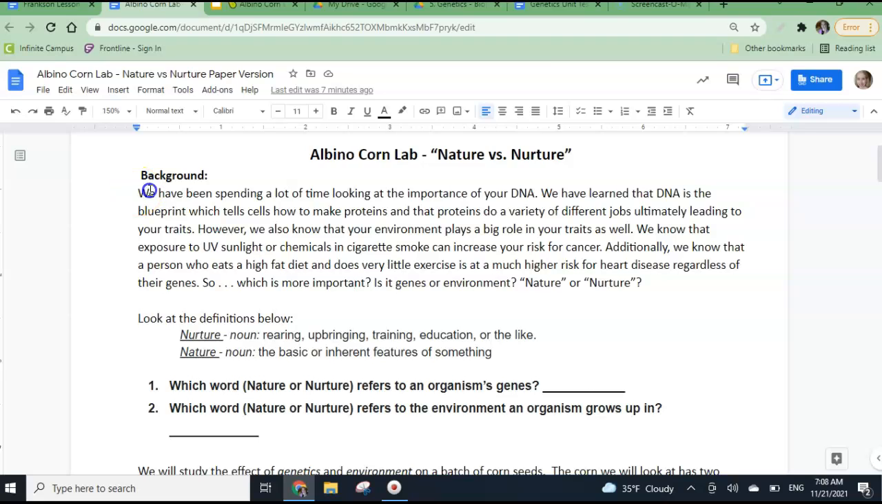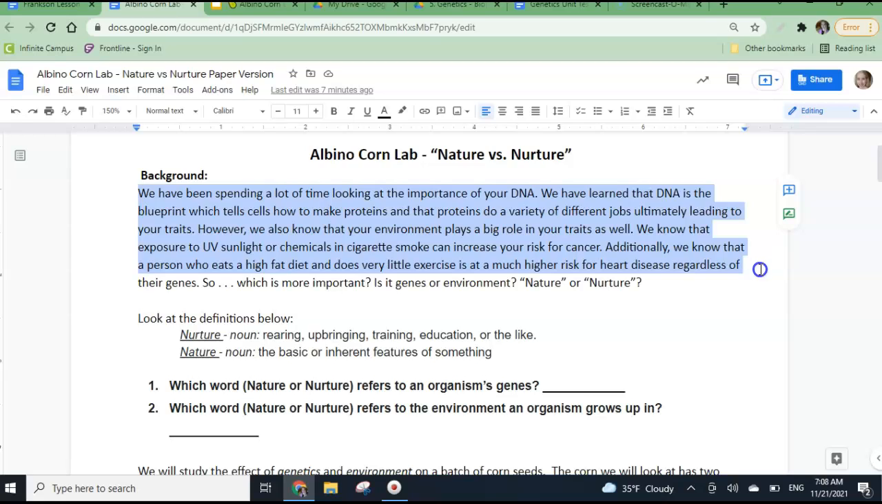So we've been spending a lot of time looking at the importance of your DNA. We have learned that DNA is the blueprint which tells cells how to make proteins, and that proteins do a variety of different jobs, ultimately leading to your traits. However, we also know that your environment plays a big role in your traits as well. We know that exposure to UV sunlight or chemicals in cigarette smoke can increase your risk for cancer. Additionally, we know that a person who eats a high-fat diet and does very little exercise is at a much higher risk for heart disease regardless of their genes.